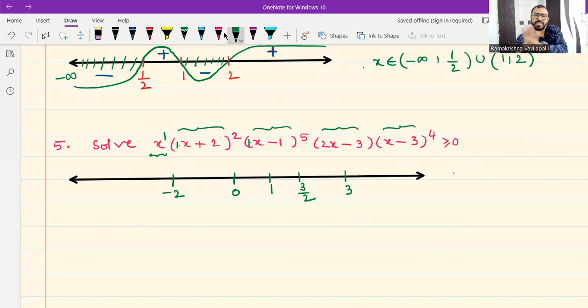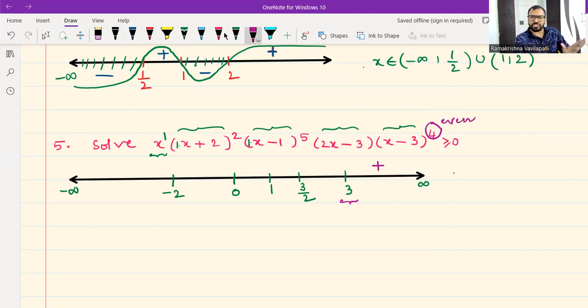Since the coefficient of x in each linear factor is positive, right? Now keep positive sign on rightmost on the real line. So keep the positive sign here. This is positive sign, right? Now corresponding to 3, here you check the power is even.